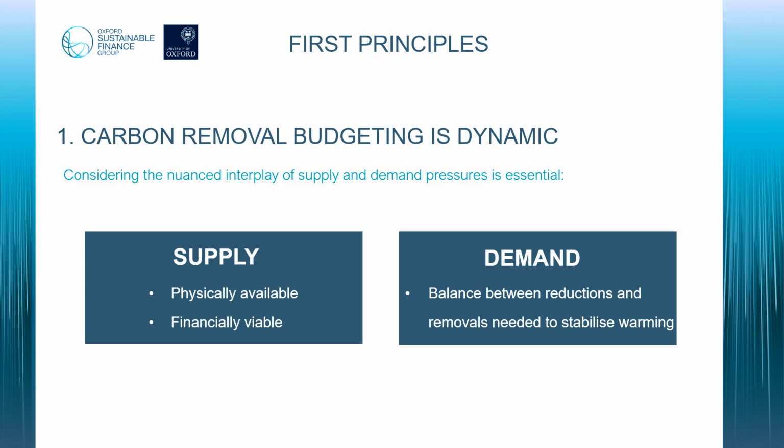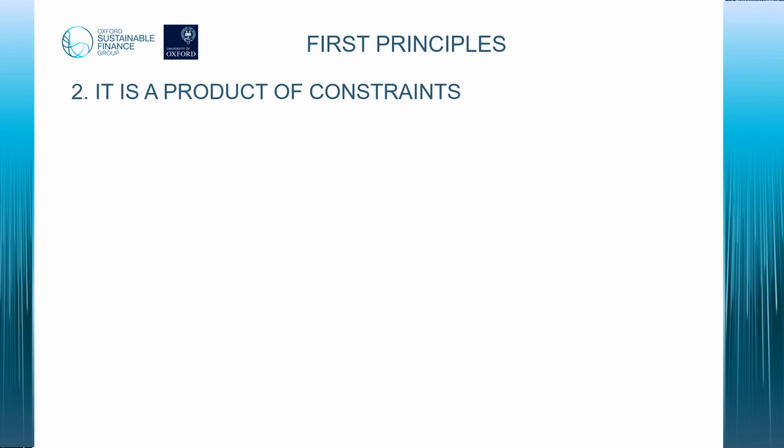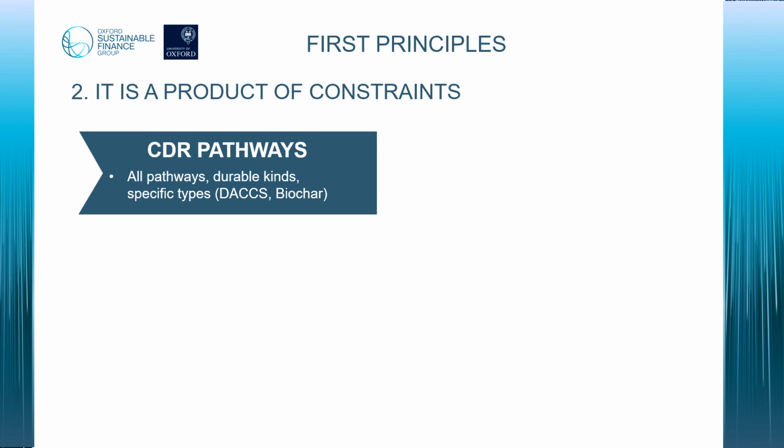But equally, demand matters. And so again, we need to be ensuring we're taking all steps following the mitigation hierarchy to reduce our emissions, because that is principally a lot easier than actually addressing a large carbon removal budget deficit. The second first principle that I wanted to just walk through is that it's really a product of constraints.